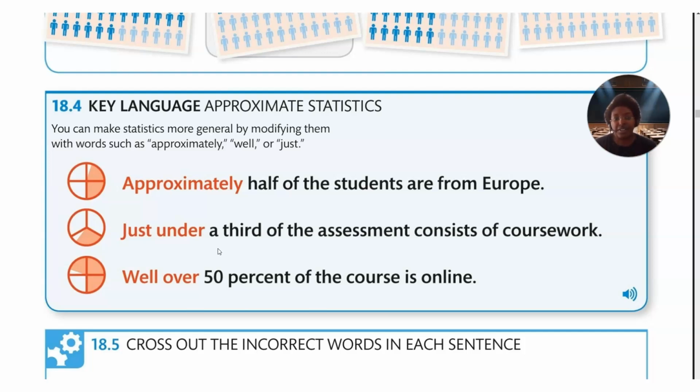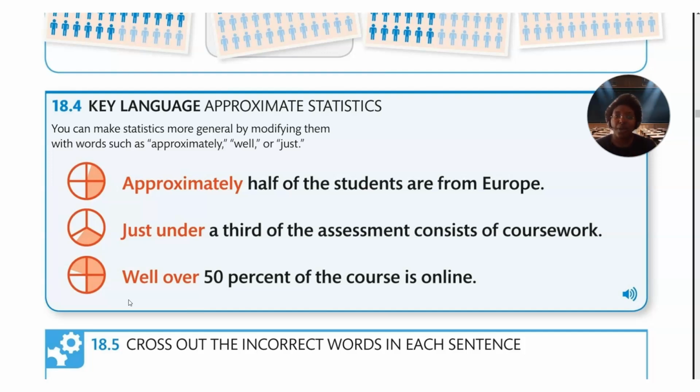Approximate statistics. So here, looking at the intro, you can make statistics more general by modifying them with words such as approximately, well, or just. So here we're giving you 3 more words to take note of. First example, approximately half of the students are from Europe. And we also gave you a little bar chart here so you can understand. Just under a third of the assessment consists of coursework. Well over 50% of the course is online.